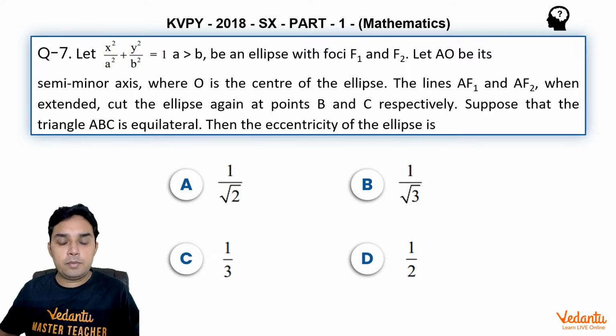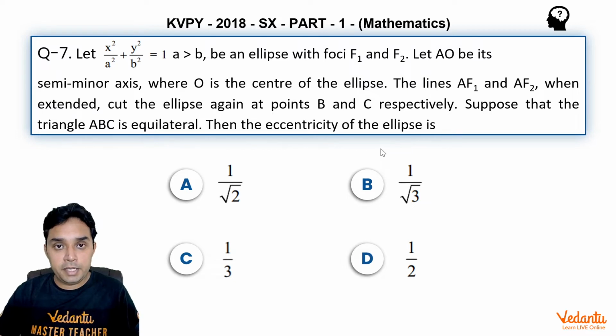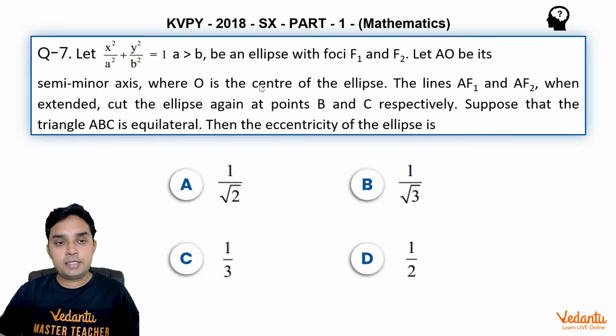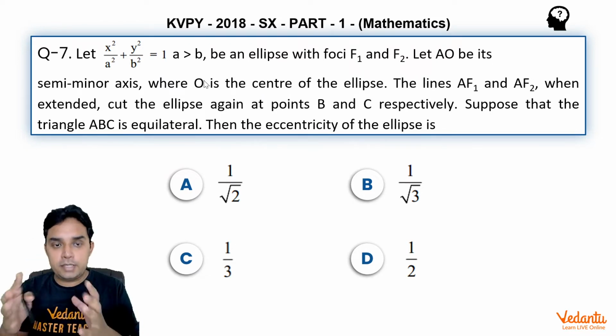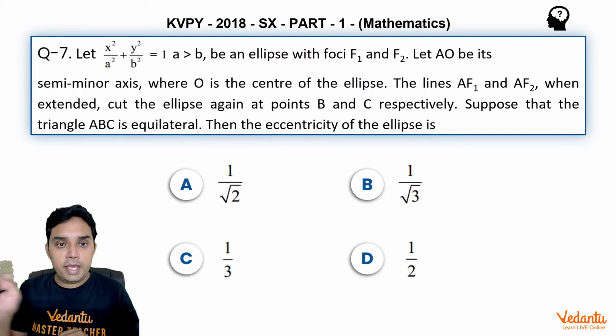We are discussing paper of KVPY 2018 SX stream. This is question number 7 from part 1 from the topic ellipse. Question says let x square upon a square plus y square upon b square equal to 1 where a is greater than b, so it will be a horizontal ellipse, that is major axis will be along x axis.